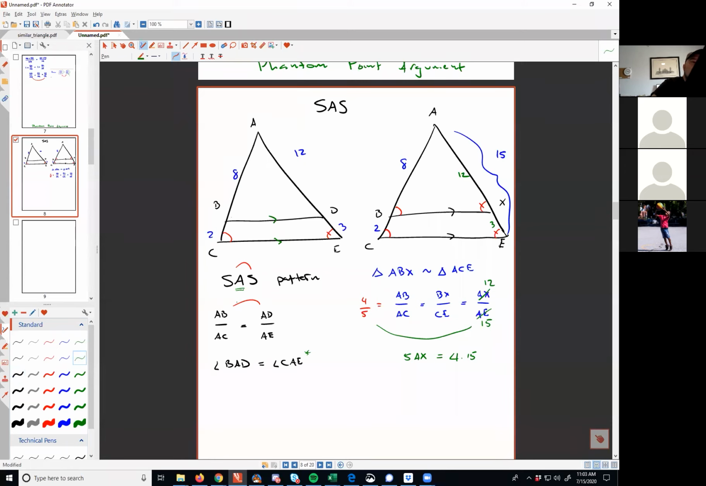Now, in the right-hand diagram, we know that we have these similar triangles. And in the left-hand diagram, since point X turned out to be in the same place as point D, that means that we have the same pair of similar triangles in the left-hand diagram. Triangle ABD is similar to triangle ACE.